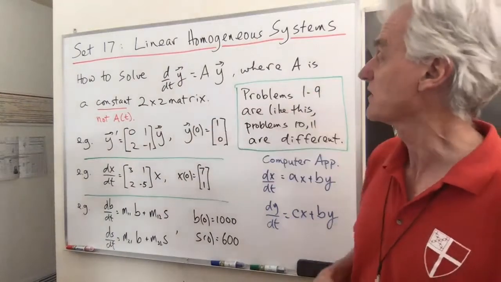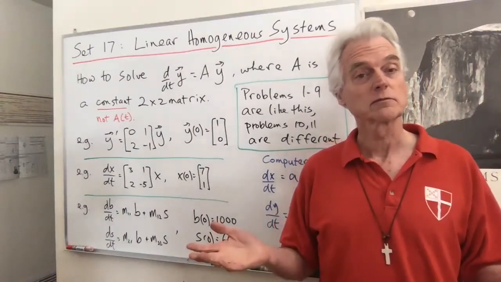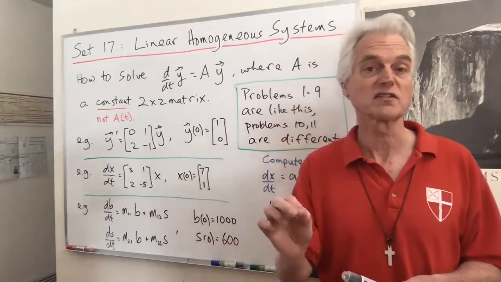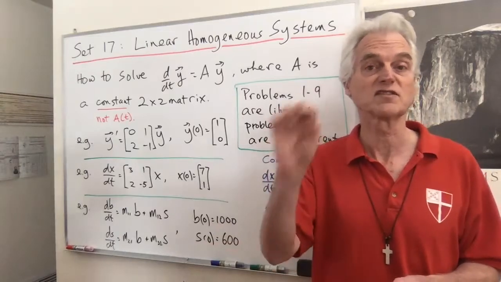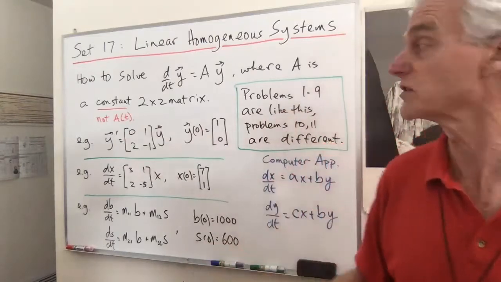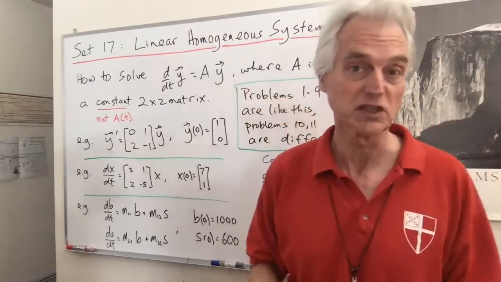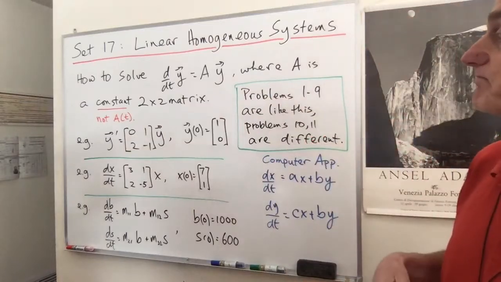So one of the things is this differential equation always has the solution y of t is the zero vector. That's the solution to this linear homogeneous ODE.